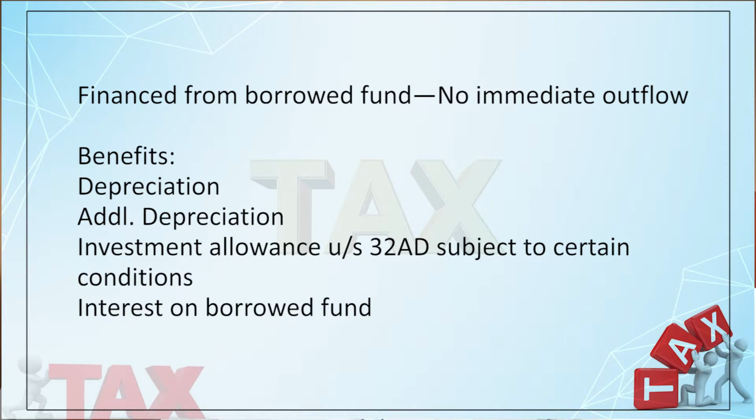Now, so far as the benefits are concerned, you will get exactly the same benefit. You can claim depreciation, you can claim additional depreciation either at the rate of 20% or at the rate of 35%, and you can also get 32 AD at the rate of 15%. Plus one extra benefit you will get, that is the interest which you are paying is tax deductible. So earlier, the tax deductible was only depreciation and 32 AD. Here tax deductibles are depreciation, 32 AD and the interest, right?